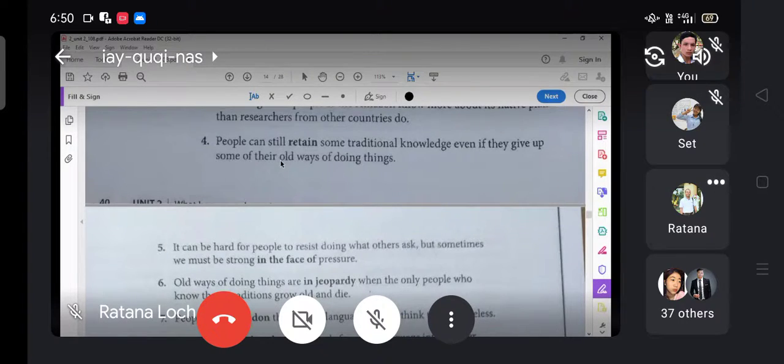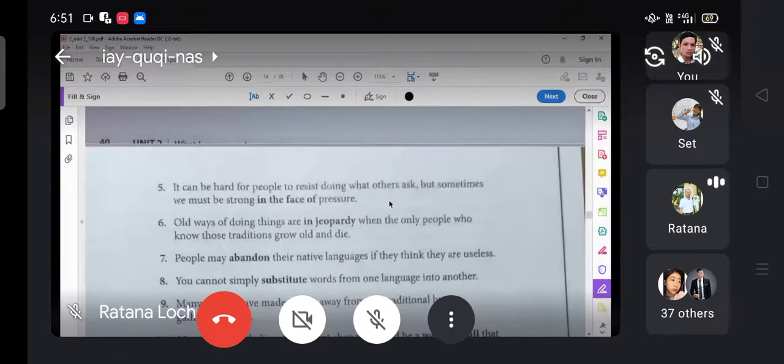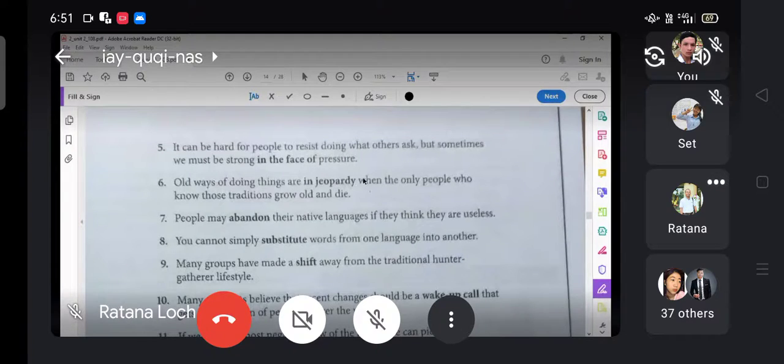Retain. It's a little bit formal word. Retain. To keep something, teacher. Yeah, to keep something. Okay, good. Retain means keep, means maintain, right? Means preserve or something like that. Okay, good. In the face of pressure, you know the word. It can be hard for people to resist doing what others ask, but sometimes we must be strong in the face of pressure.